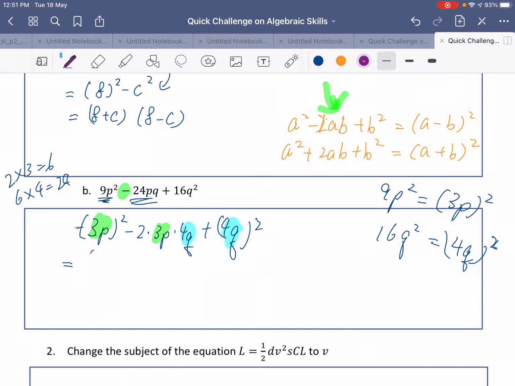So now we just have to write it nicely: 3p minus 4q all squared. This is the identity we use. We're reversing the identity to factorize those.